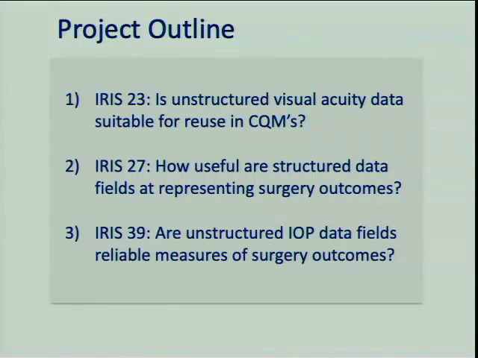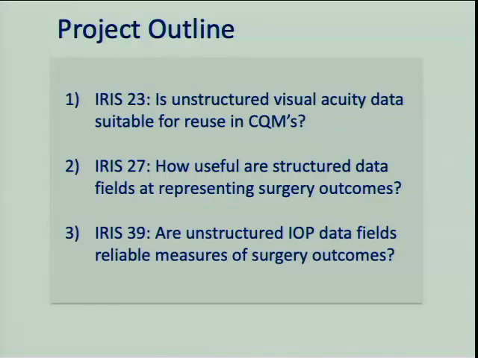So for this outline, the 3 measures I looked at were IRIS 23, IRIS 27, and IRIS 39. For each of them, I was trying to assess a different goal or topic. So for IRIS 23, I was looking at unstructured visual acuity data fields and how suitable they are for reuse. For IRIS 27, how useful the structured data fields are at representing surgery outcomes. And for IRIS 39, whether or not unstructured IOP data fields were reliable measures of surgery outcomes.